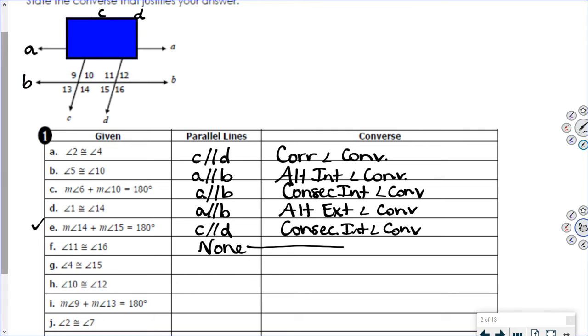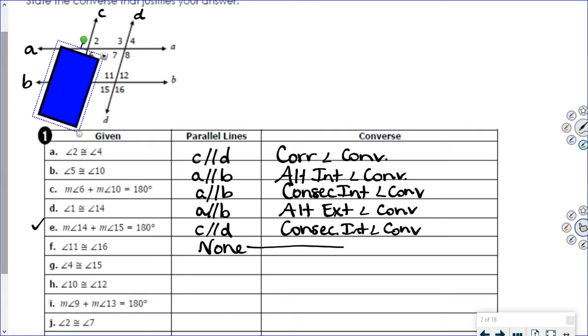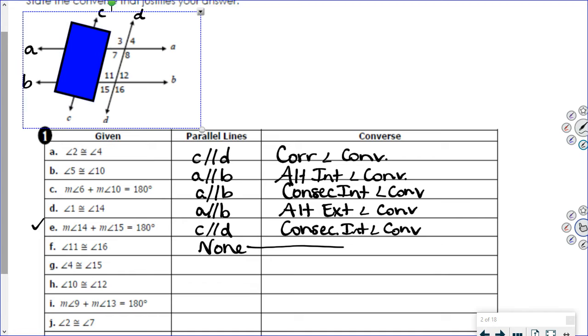4 and 15. If we look at 4 and 15, we can cover up the left side of our picture. Those are alternate exterior angles. So by the alternate exterior angle converse, we could say that the lines, and again, we're going to look, A and B are the ones we see. Those are the two that are parallel.